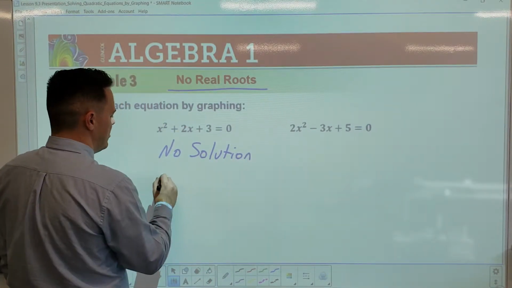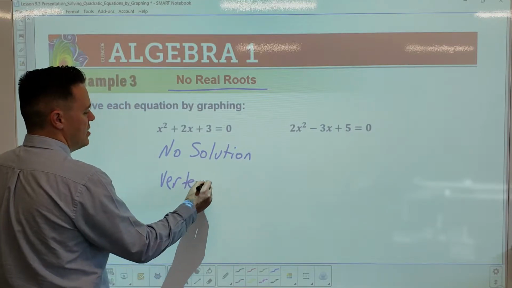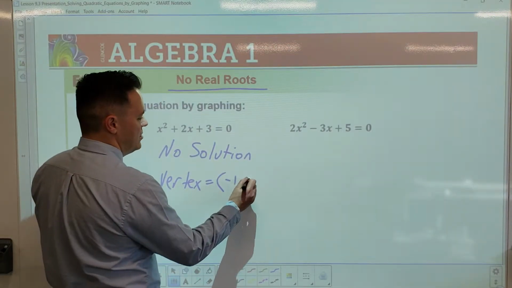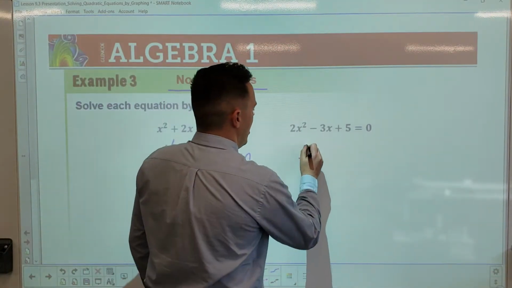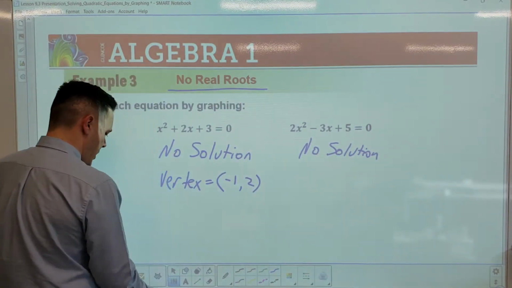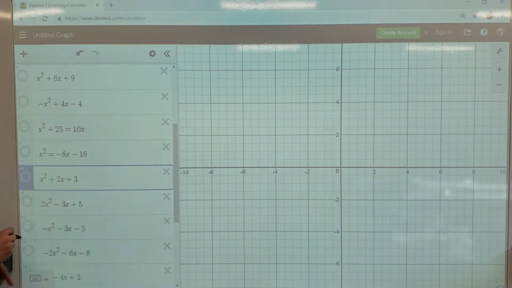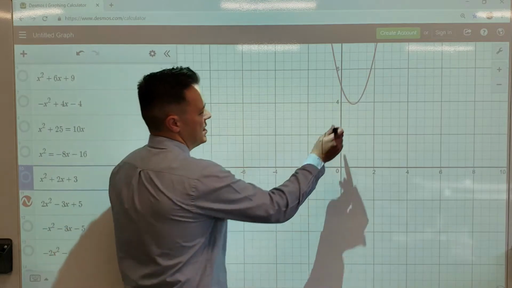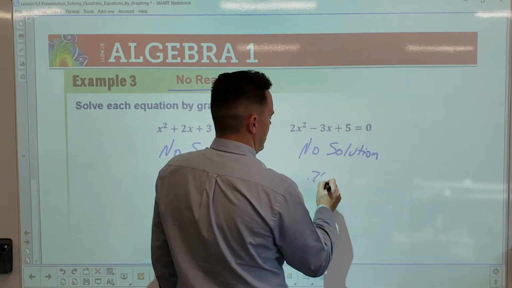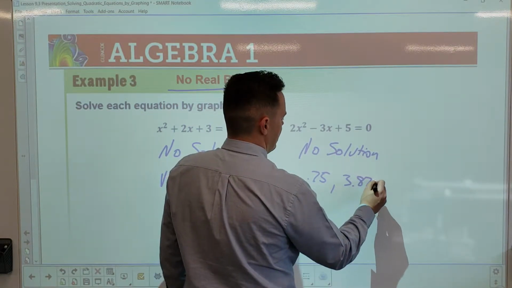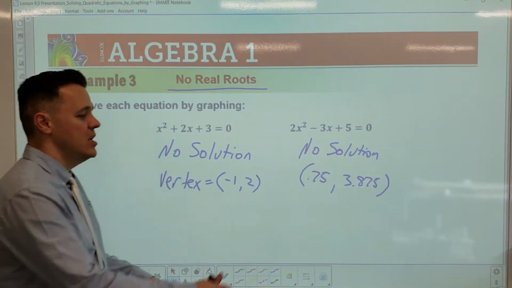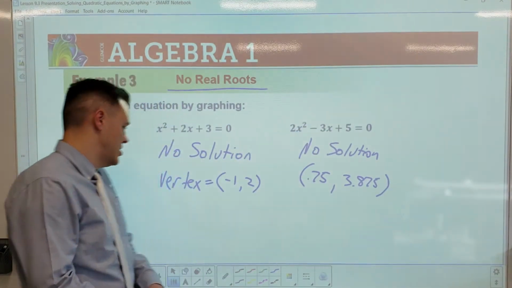But what we did do is we did write the vertex down, because I want to get you guys practice on the vertex. So on your notes, your vertex would be negative 1, 2. All right, this one here, I already know it's going to be no solution. When you graph it, you guys would see why in a second. But the actual 2x squared minus 3x plus 5, here's my setup right here. And my vertex is 0.75 and then 3.875. All right? Any questions on that? The reason there's no solution is because the graph doesn't come down and touch the line.